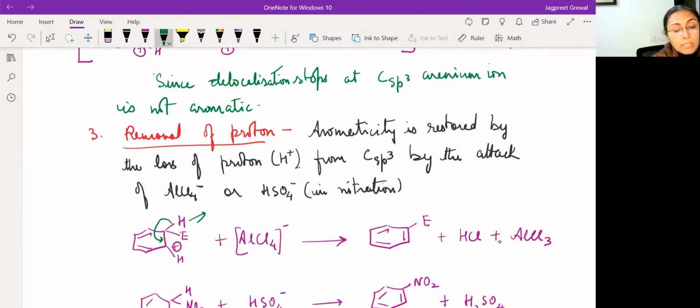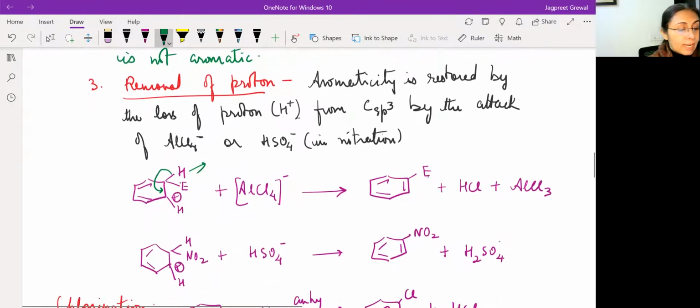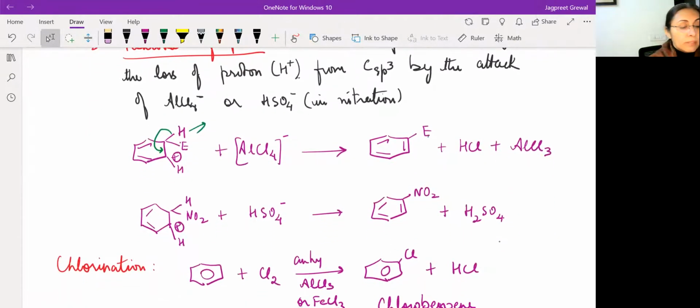Okay, so AlCl3 is a catalyst. Why? Because it is used up in the first step and regenerated in the last step of the reaction. So that is why it is a catalyst. Same as for the nitration. The H positive is lost from here and the CH bond electrons move inside and form the pi bond. So you get nitrobenzene and sulfuric acid is again regenerated. So hence it is a catalyst.